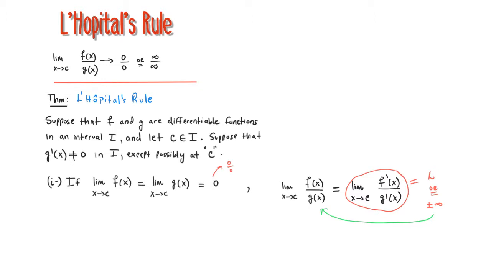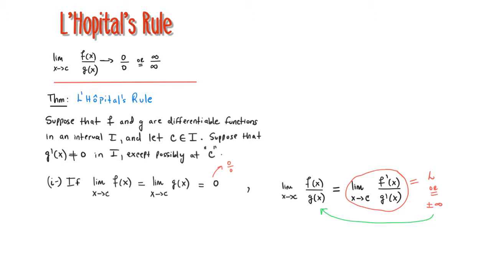But something very important to notice here is that when we differentiate, we're not going to use the quotient rule just because we have a quotient as a function. We are going to find the derivative of the top by itself and then the derivative of the bottom by itself. And if this limit of the derivatives exists and is equal to L or to positive or negative infinity, then this conclusion will be the same for the original limit that we had.